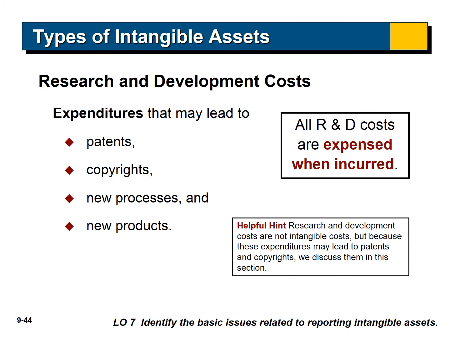Research and development costs, as I said, those are expensed when incurred. They are not capitalized, they are expensed when incurred. Those things are expenditures that may lead to patents, copyrights, processes, etc., but they're not necessarily going to do that. In other words, you can research to find a new drug by a drug company. That doesn't mean it will become a drug. So those expenses are incurred, are expensed.